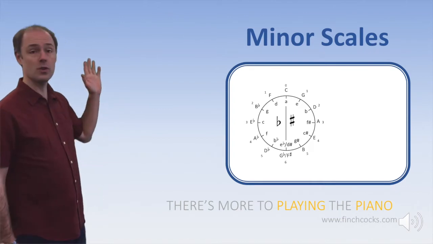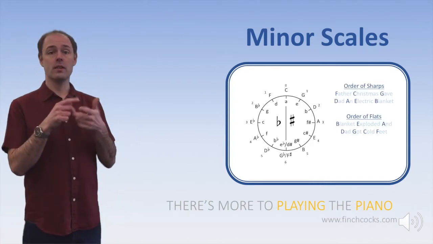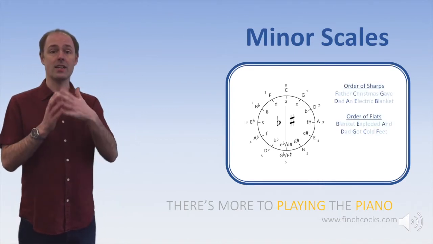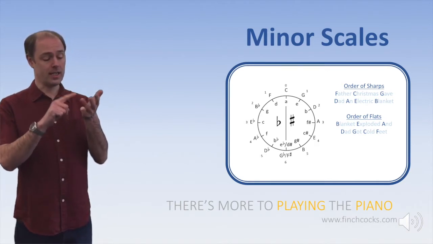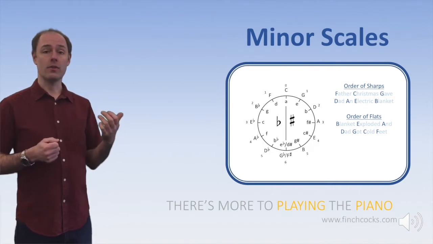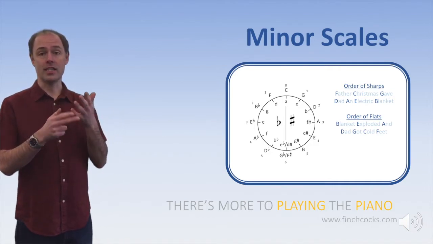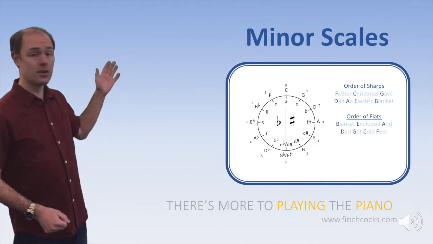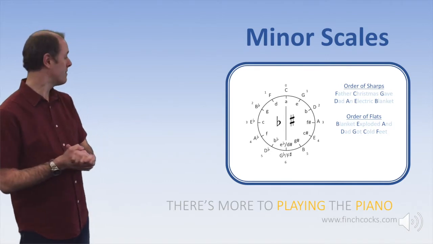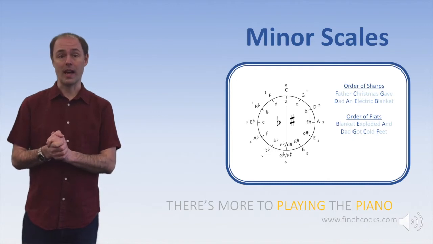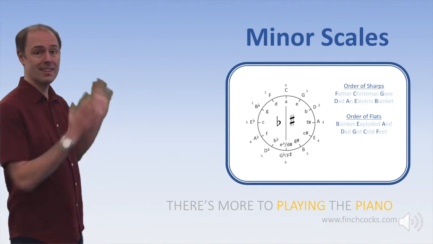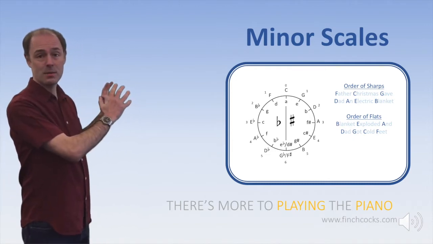It's also worth jotting down the order of sharps and flats as they occur in key signatures. Now the order for sharps is F, C, G, D, A, E, B. The order for flats, B, E, A, D, G, C, F. Father Christmas gave Dad an electric blanket for sharps, blanket exploded, and Dad got cold feet for flats. That's your rough work. They're your references. That's what you need to do first.